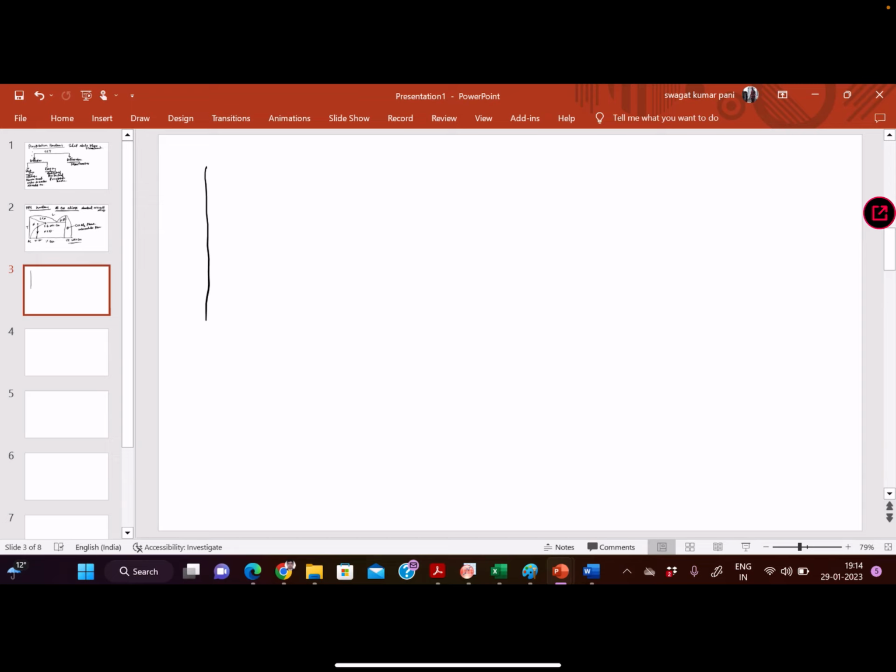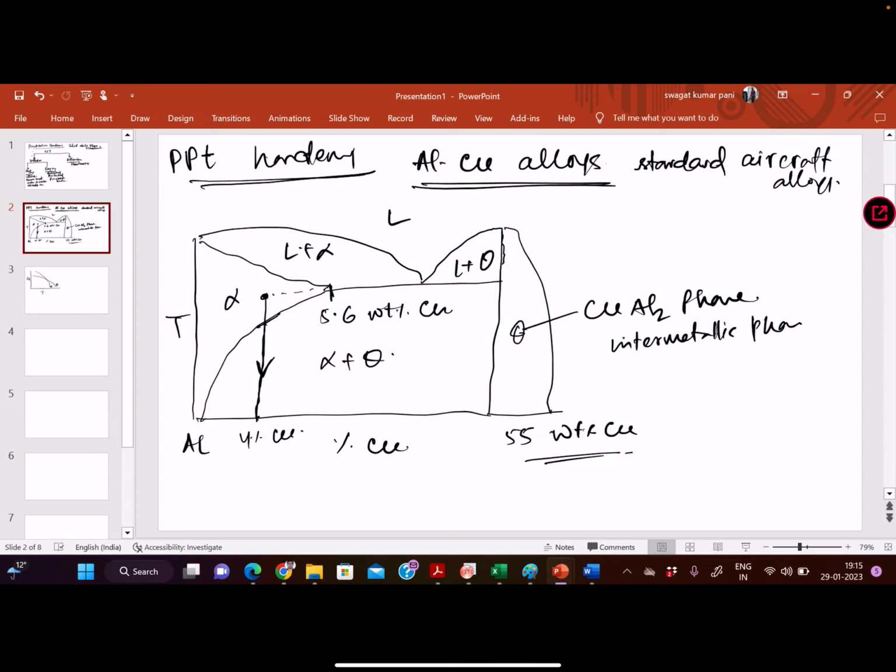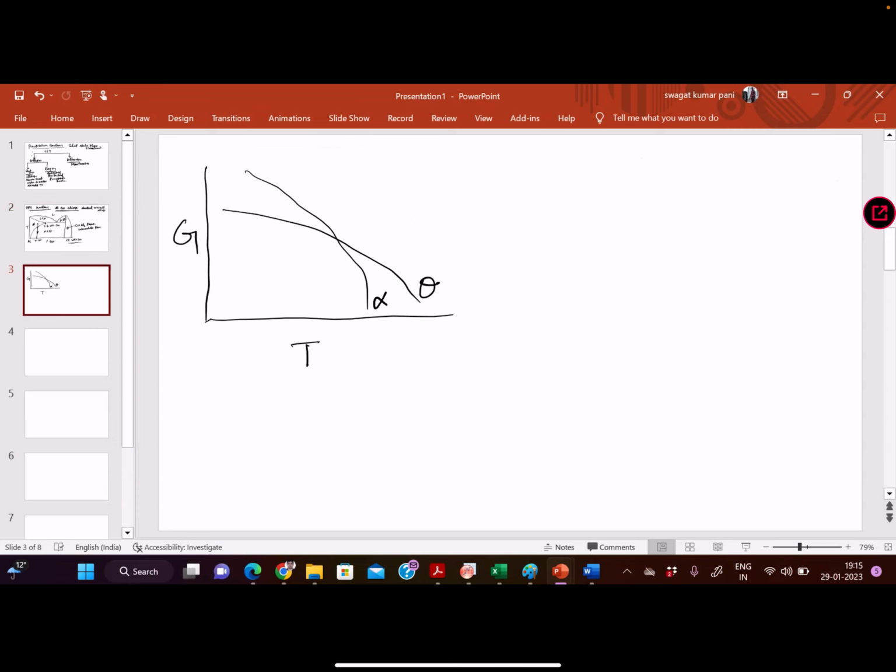Now if we draw this G versus T, this is for theta and this is for alpha. So what is the driving force for the precipitation? Suppose at this temperature we are considering, this will be our delta GV, the driving force for the phase transformation. Suppose we take a composition like this. I'll show it in a G-X diagram.